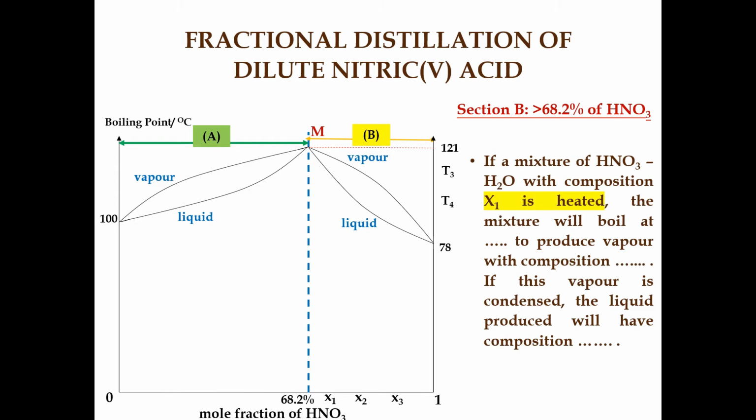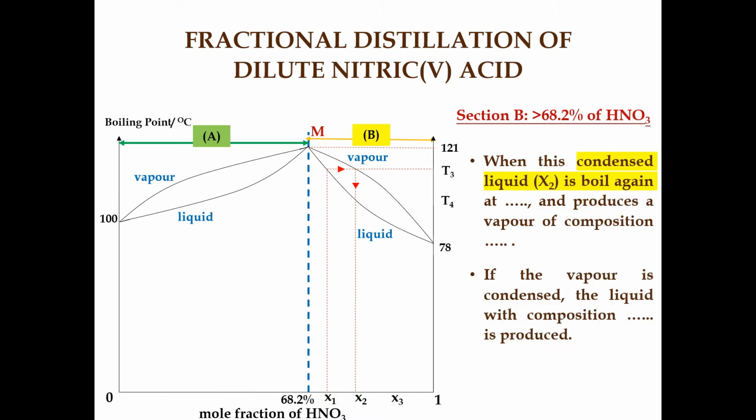Okay, next we look at section B. If a mixture of nitric acid and water with composition X1 is heated, the mixture will boil at T3 to produce vapor with composition X2. If this vapor is condensed, the liquid produced will have the same composition X2. When this condensed liquid is boiled again at T4, it produces a vapor with composition X3. If the vapor is condensed, the liquid produced has a composition of X3 also.